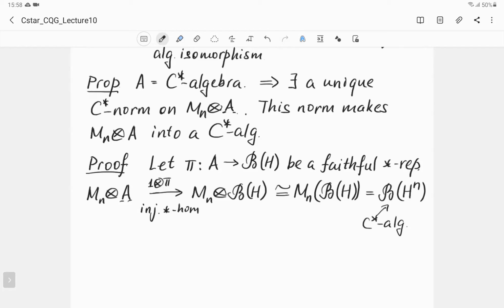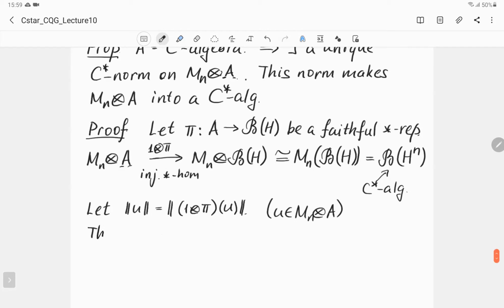Well, now it's very easy to define a norm. We define a norm on the tensor product as the norm inherited from B(H^n). Well, since our arrow is injective, we conclude that this is a C-star norm, because B(H^n) is a C-star algebra.